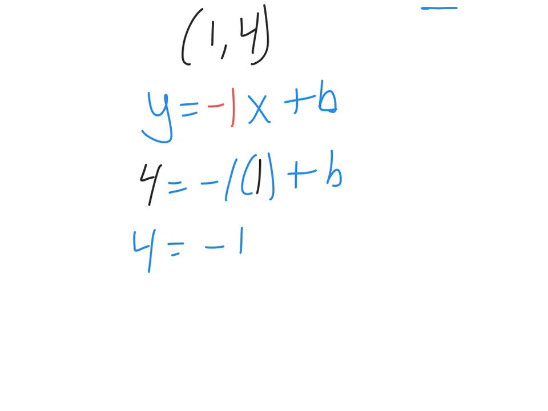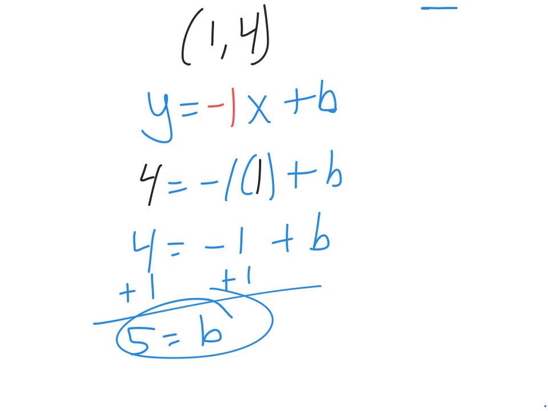Everyone and their grandmother knows that -1 times 1 is -1. So I add 1 to both sides. You get b is 5.